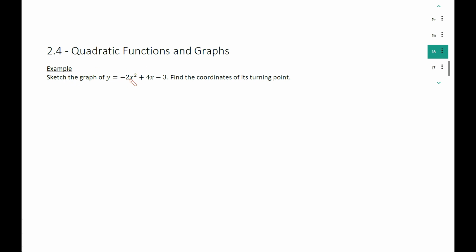Example: sketch the graph of y equals minus 2x squared plus 4x minus 3. Find the coordinates of the turning point. So, same thing. Sketch a graph, shape. Step 1. We know it's an n shape because it's a negative x squared. We've got negative 2x squared, so negative x squared. Shape is therefore n shape.